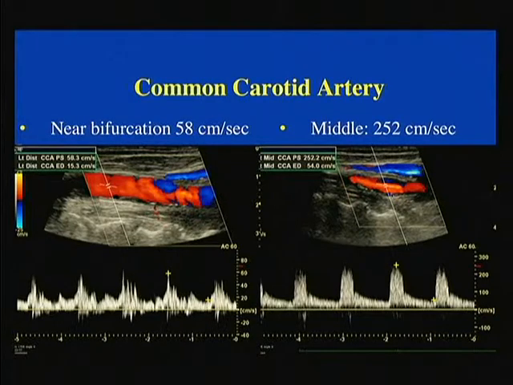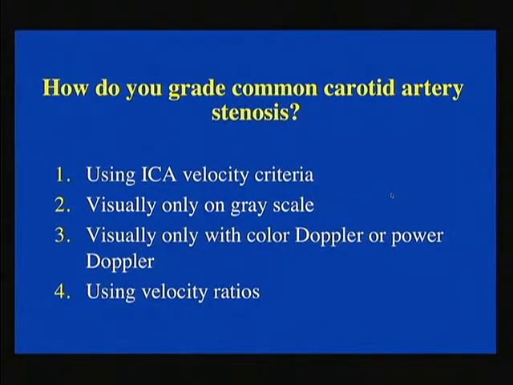Now look at this in the middle of the common carotid artery. 252 centimeters per second. Abnormal? It should be abnormal. I mean, 250 in the mid-common. Not acceptable. That's way too high. No, 100, if you're young, 120, 130, maybe 150. So what do you do with this case? How are you going to grade it? How are you going to report it? What paper are you going to reference to tell them this is X degree of stenosis?